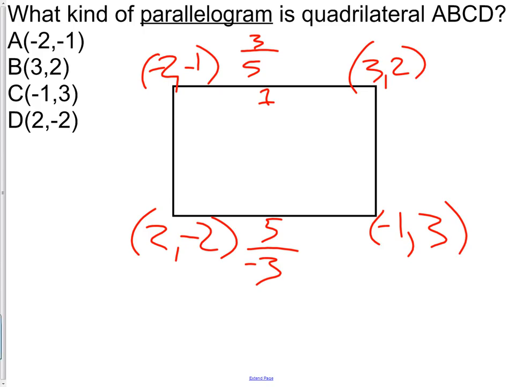Now let's do the other two sides. So we're going to do the right side. I'll call that side 3. So we subtract the y's. 3 minus 2 is 1, over negative 1 minus 3 would be negative 4. Then we go to the left side. We do negative 1 minus 2 is 1, and negative 2 minus 2, which would be negative 4.